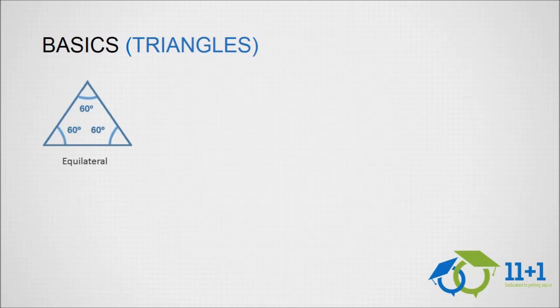This has 3 equal sides and 3 equal angles, all of 60 degrees each, because if you think about it, all of the interior angles of a triangle always should add up to 180 degrees. So 60 times 3 is 180 degrees.